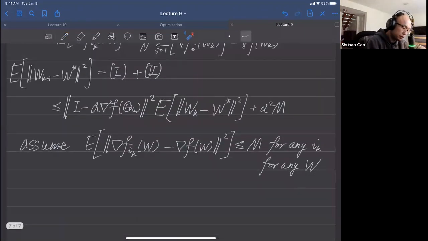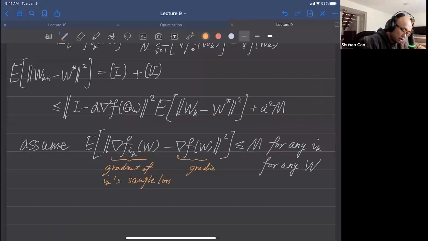So this is our assumption, and the interpretation of the assumption is: this is the gradient of each sample, so on average, the gradient of ik's sample loss, and this is the gradient of the overall loss. We assume that on average, when taking the second moment, they are less than a certain number, this capital M. All right.